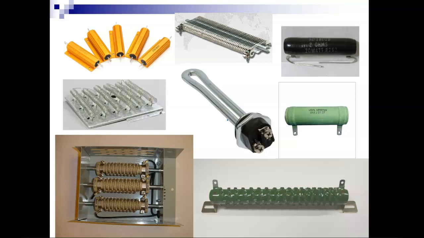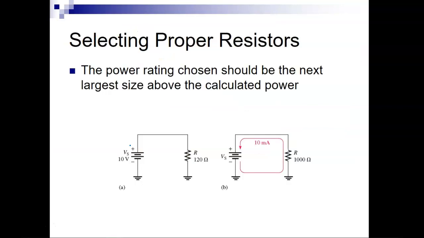Lower left, this one? No, that's a resistor bank. It's going to be high wattage, but probably low resistance. Something along the lines of that. So if you're selecting the proper resistor, you do not want to go too high, but you don't want to go too low. It's kind of that Goldilocks number, right?